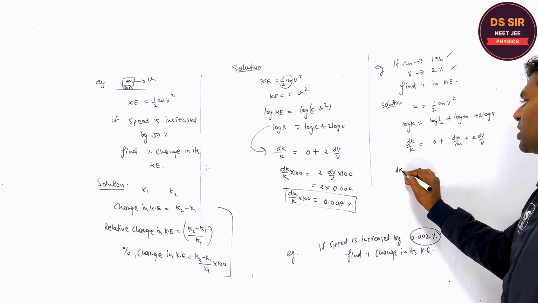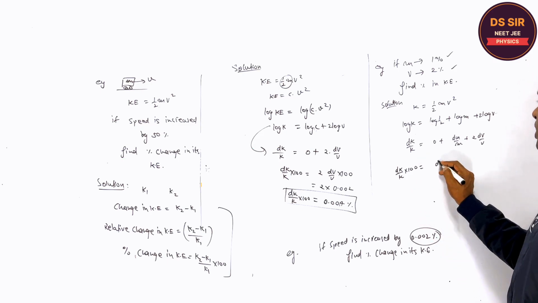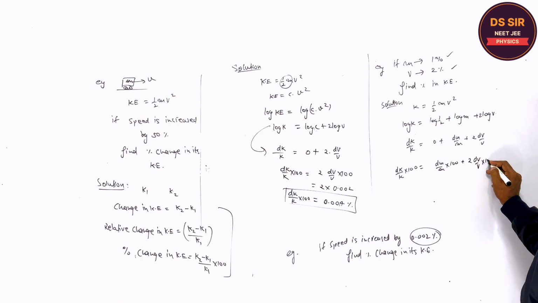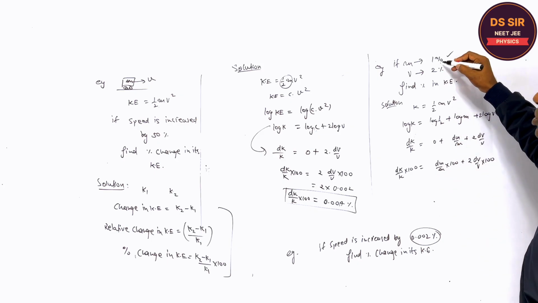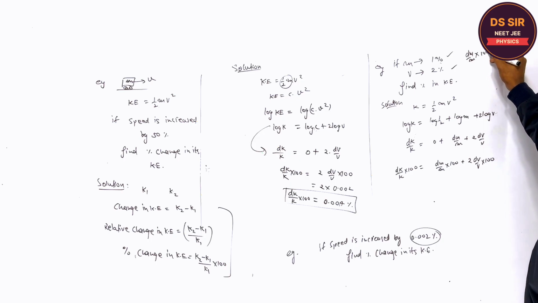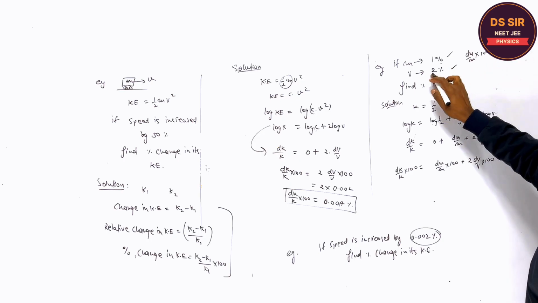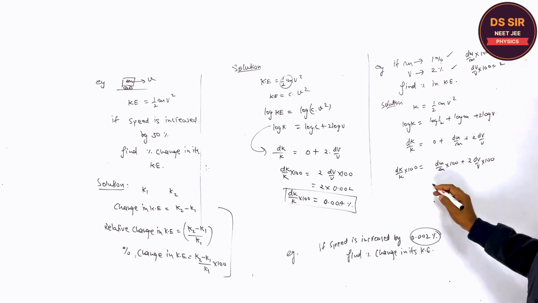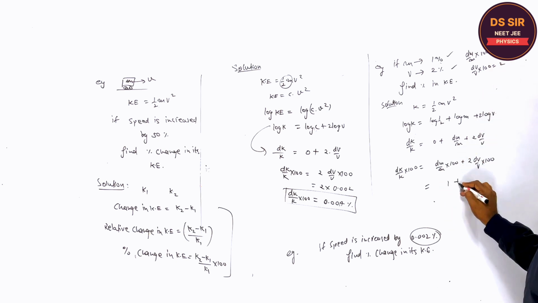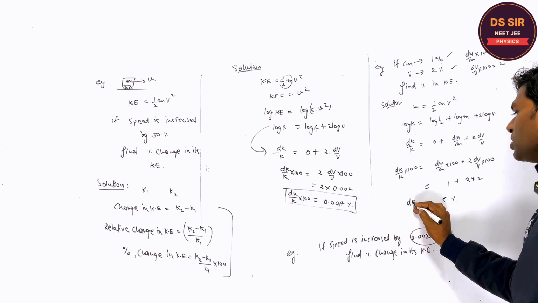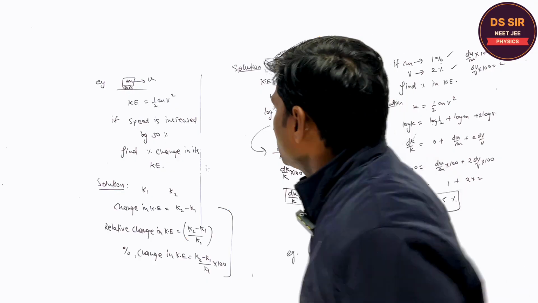So to find the percentage change in the kinetic energy, multiply by 100: dm upon m into 100 plus 2 into dv upon v into 100. If the percentage change in m is 1, it means dm upon m into 100 is equal to 1. If the speed is changed by 2%, dv upon v into 100 is 2. So it is 1 plus 2 into 2, which is 1 plus 4, equal to 5%. So the percentage change in the kinetic energy is 5%. You understand this thing or not? Please tell.